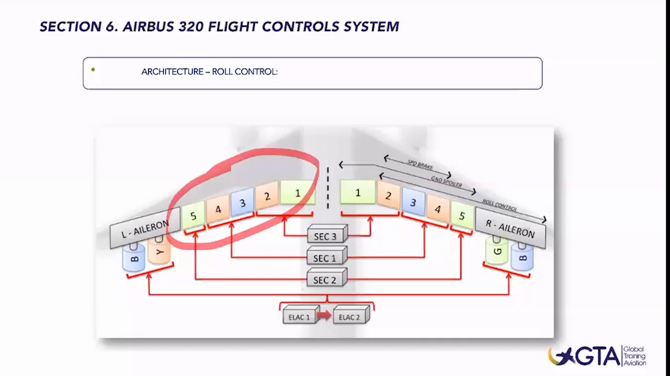Additionally, the system will use the 3 center spoilers, 2, 3, and 4, for speed brakes, and we will discuss that in the next part of the presentation. And the fly-by-wire system will use all spoilers, 1, 2, 3, 4, and 5, for ground roll control once landed. We will discuss the difference between landing and takeoff with spoilers armed or disarmed in the next part of the presentation. But roughly, this is the big picture. This is how this fly-by-wire system works regarding the roll control.